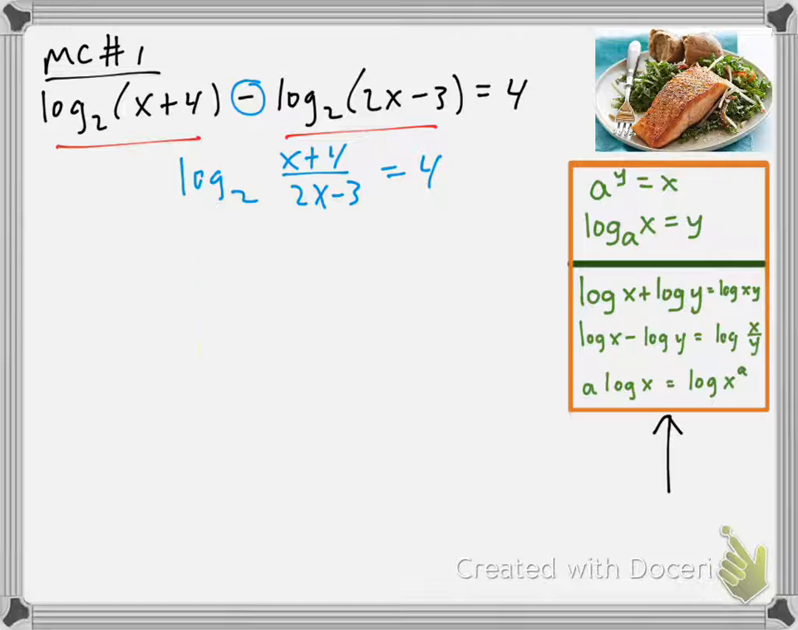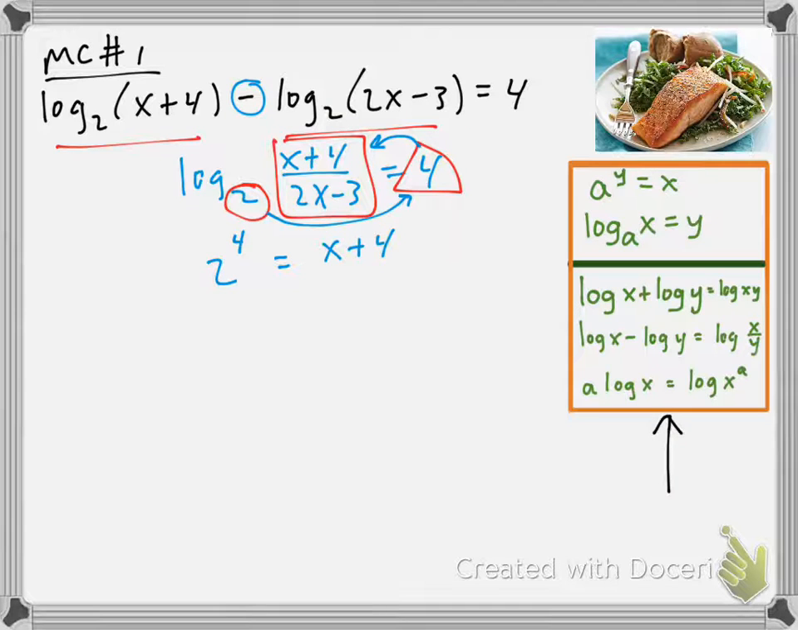So that we have that now. We have the log, we have a base, we have an argument, and then we have this number on the other side. So all we're going to have to do is to rewrite this using exponential form, and we get 2 raised to the 4th power is equal to whatever the argument is. And the argument is x plus 4 over 2x minus 3. Now let's go ahead and simplify the left side. 2 to the 4th is 16.